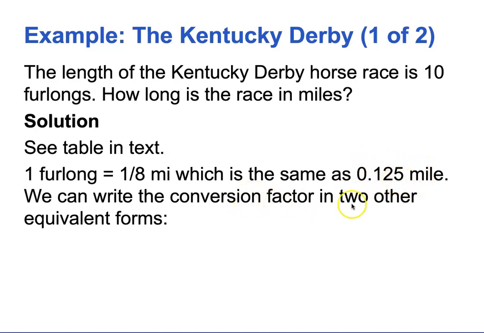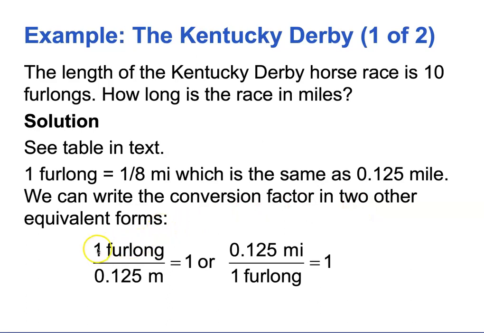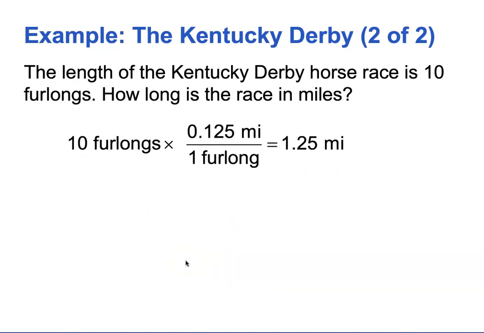We can write the conversion factor in 2 other equivalent forms. For example, you can write 1 furlong equals 0.125 miles. That's supposed to be an I there, I think that's a typo. Or you can invert it and say there's 8 furlongs in 1 mile. Depending on which one we're trying to cancel out and what we're converting from and to, that is how you would set up your little fraction here.